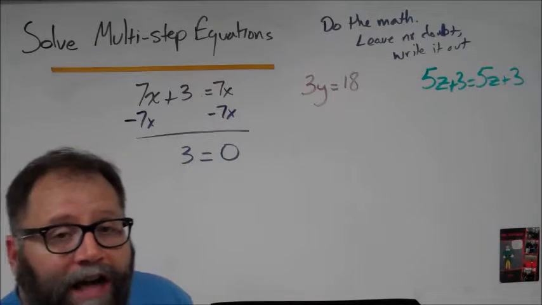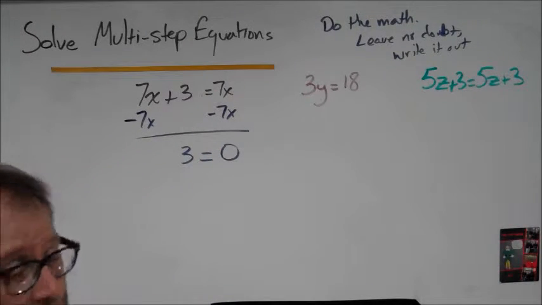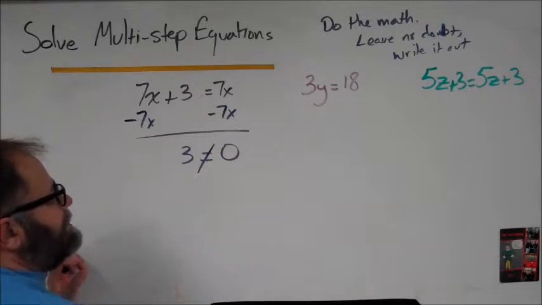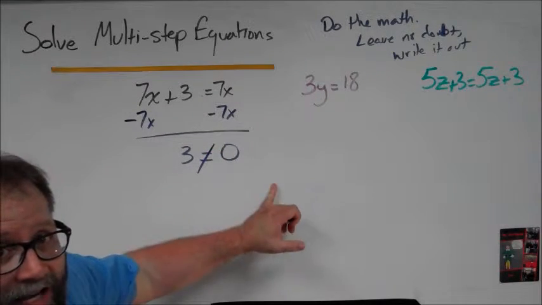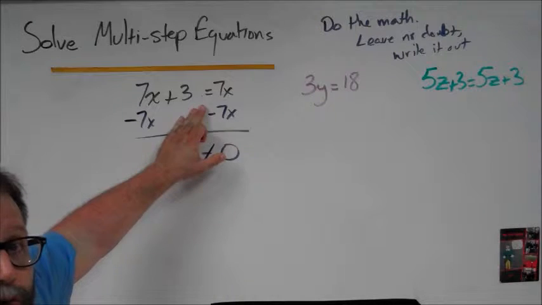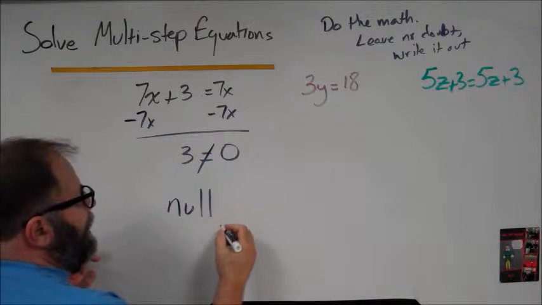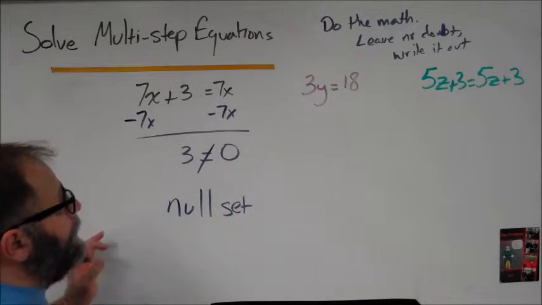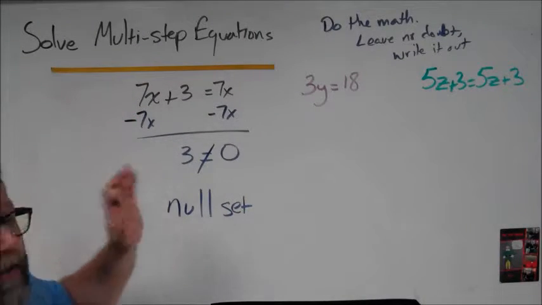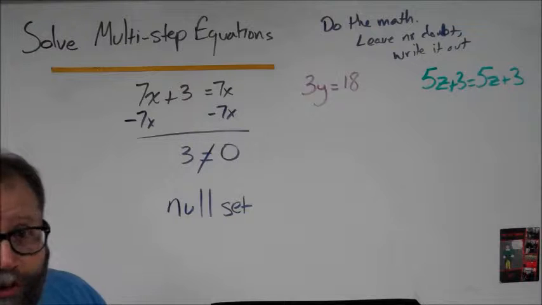Now don't run and hide from this. 3 equals 0 is okay, because what we know is that 3 does not equal 0, which means that the solution for this is a null set, N-U-L-L set. That there is no solution, no value of x will make that equation true.